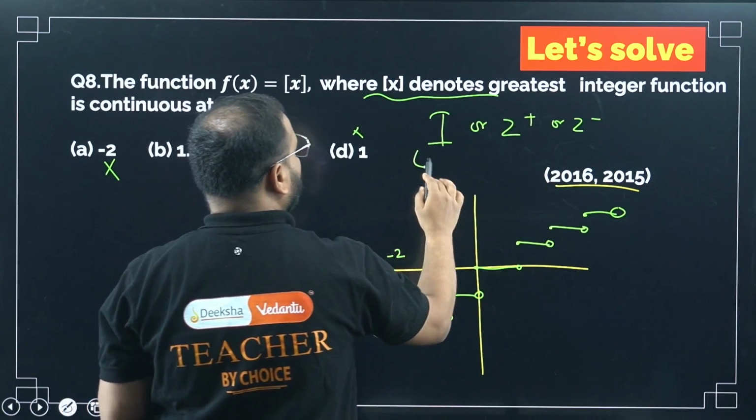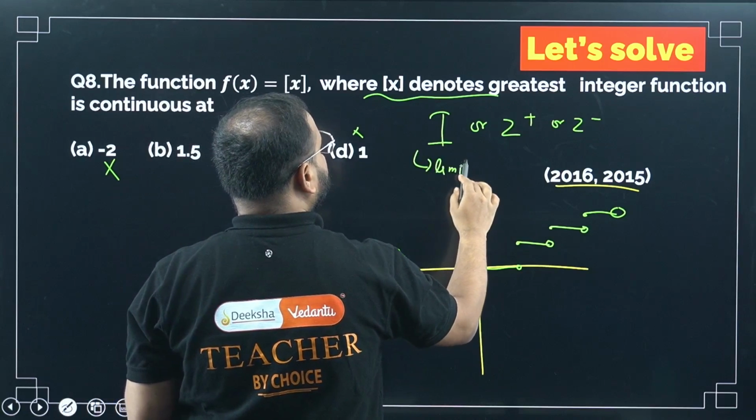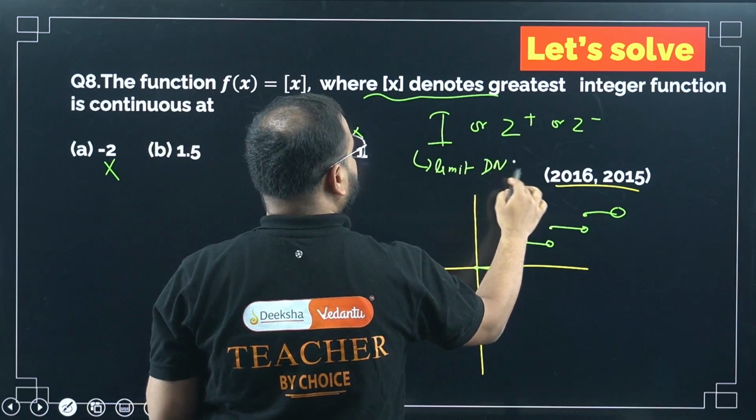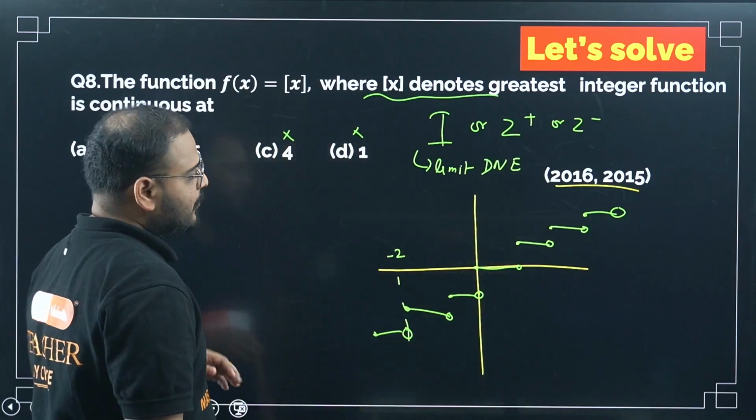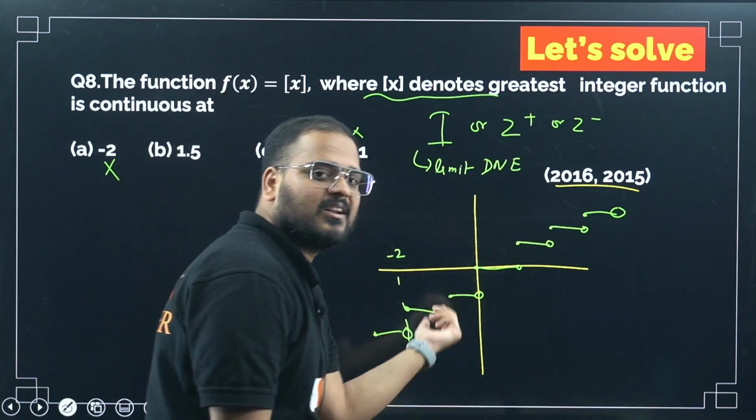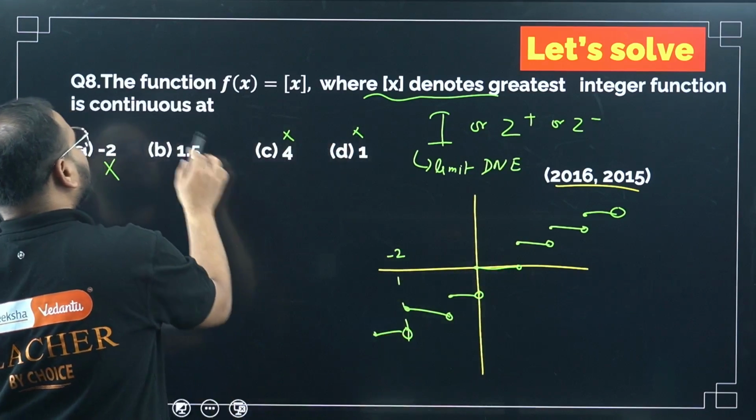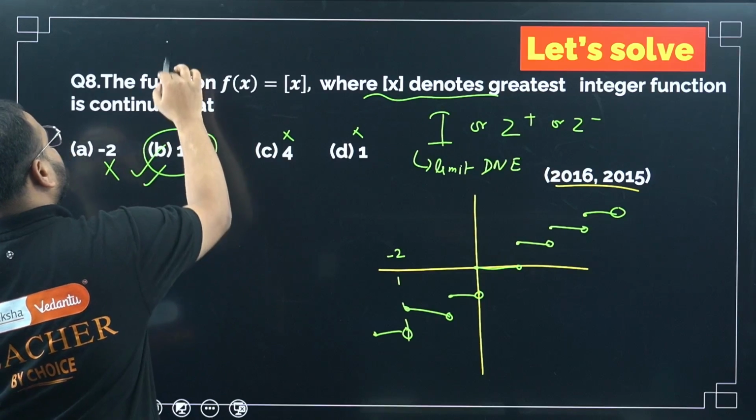So at this point what happens? Limit does not exist, sir. Because left hand value is different, right hand value is different. RHL and LHL are different. So only at this value you will have this as correct.